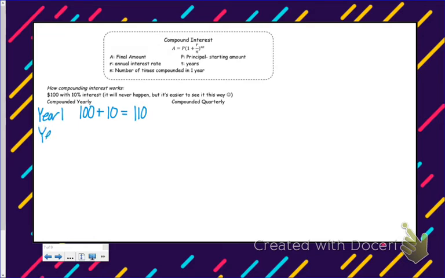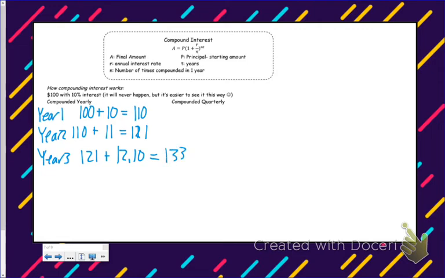Okay, well then year 2, you would start with $110. You would get 10% interest on that amount, which is now $11. So you're getting an extra $1 of interest now that you have that interest added back in. Now at year 3, we would take $121 and get 10% of that, which is $12.10. Again, I'm getting $2.10 more than year 1 on my interest because that interest is being added back in. So now I have $133.10.